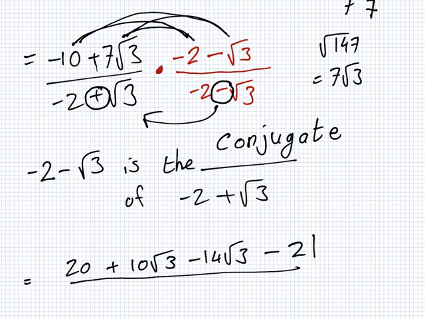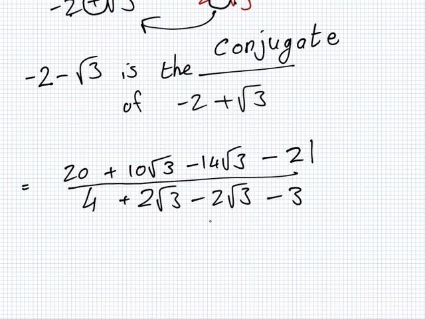And then on the bottom, minus 2 by minus 2 is a 4. Minus 2 by minus root 3 is plus 2 root 3. Plus root 3 multiply minus 2 is minus 2 root 3. And finally, root 3 by minus root 3 is minus 3. So, something interesting happens here, you noticed.